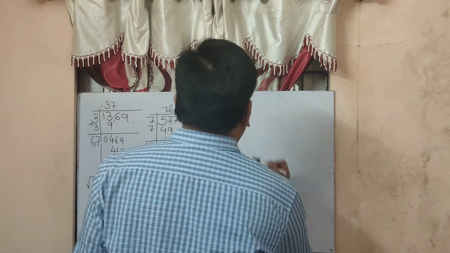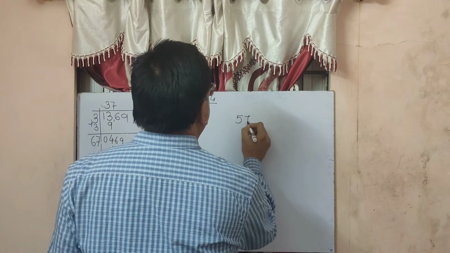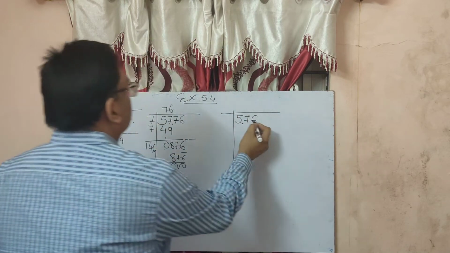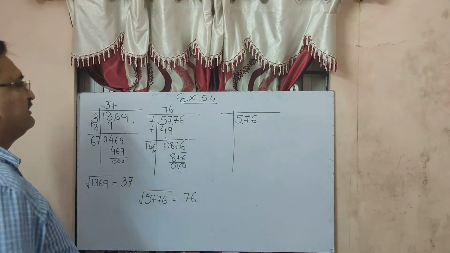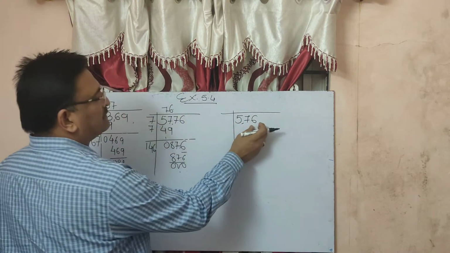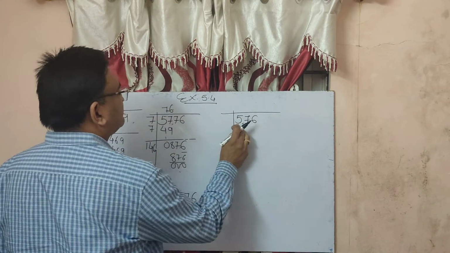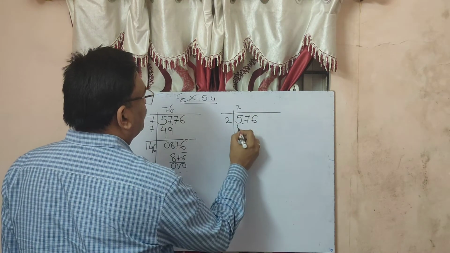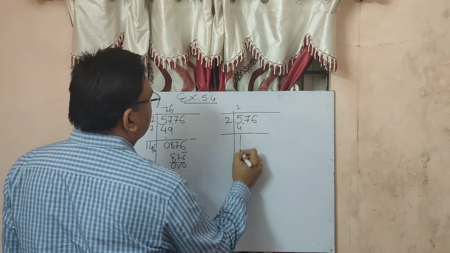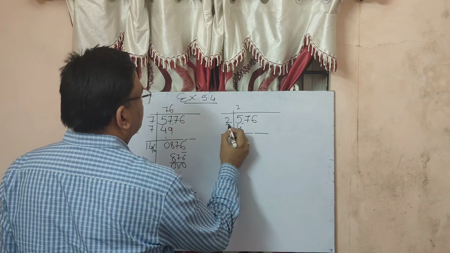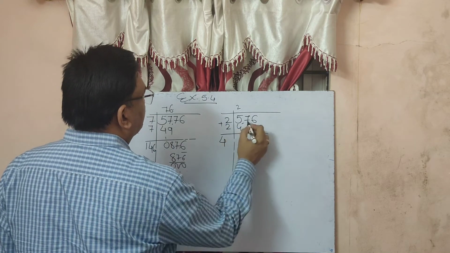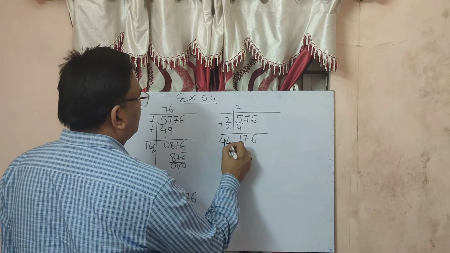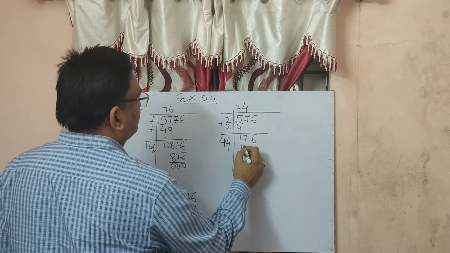Okay, next one is 576. A simple number we are taking now. 576. Now there are 3 digits. It means you have to first take one digit, afterwards 2 digits. So 5 is near to which square number? 2 2s are 4. 5 minus 4 is 1. So 2 plus 2 is 4. Take out 76. So whatever you write here, you have to write here.